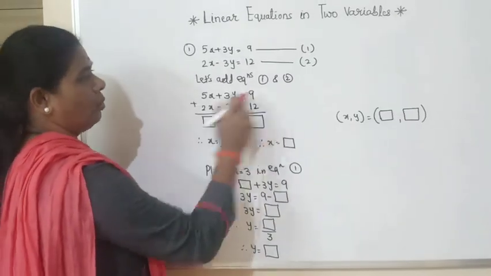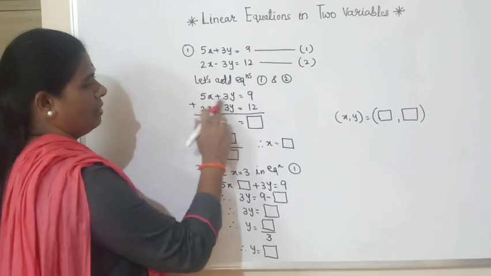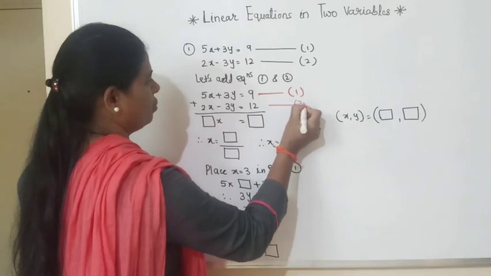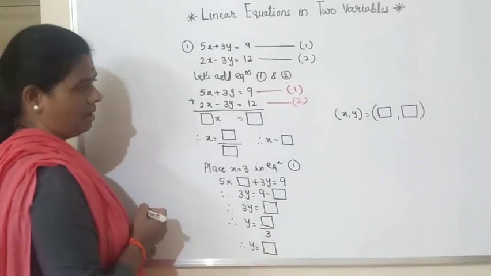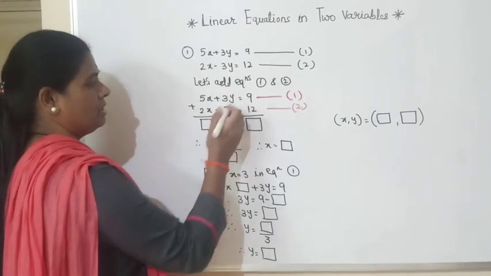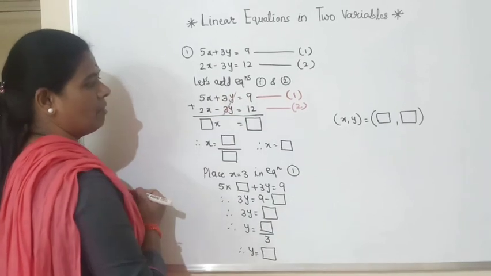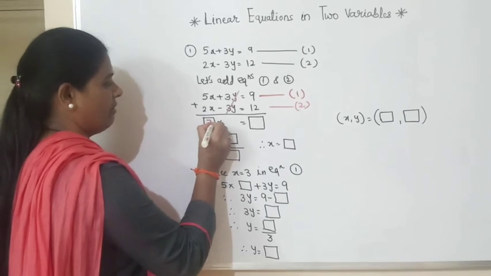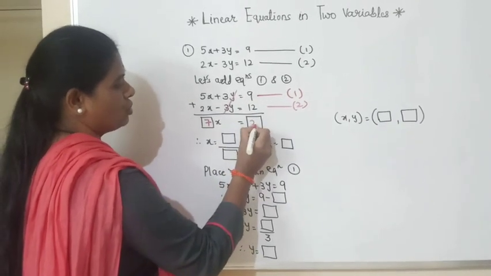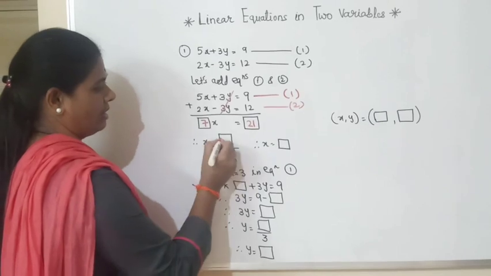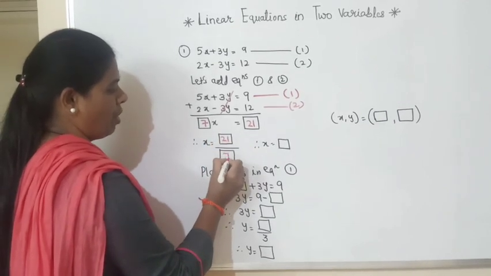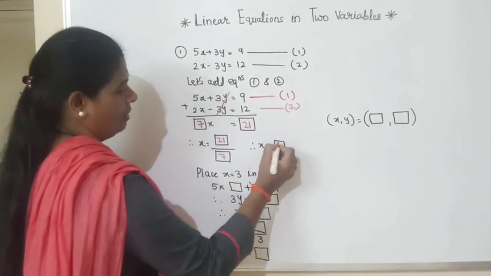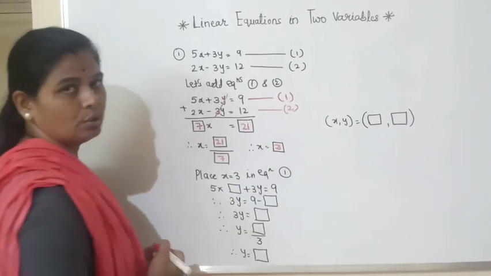Now let's add equations 1 and 2. First equation 5x plus 3y equal to 9. Second is given, that is 2x minus 3y equal to 12. If we add these equations, we will see here that plus 3y and minus 3y will get cancelled. 5 plus 2 is 7x. 12 plus 9 is 21. Therefore x is equal to 21 upon 7. So you have to divide it, 21 divided by 7. So you will get the answer, that is x equal to 3.